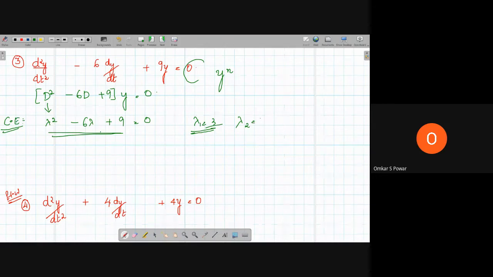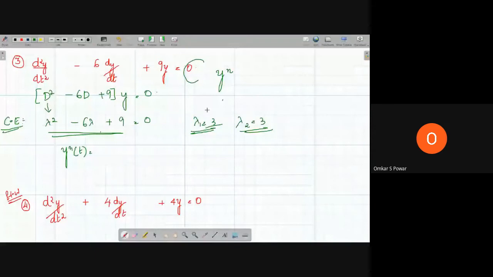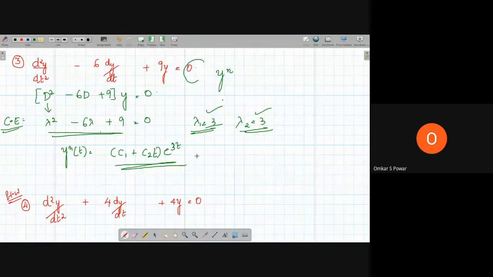So what did I tell? If the roots of the equation are real and equal, then your natural response for the system is C1 plus C2t e power lambda into t. So your lambda is plus 3, that is e power 3t. So this is how you solve the problem.